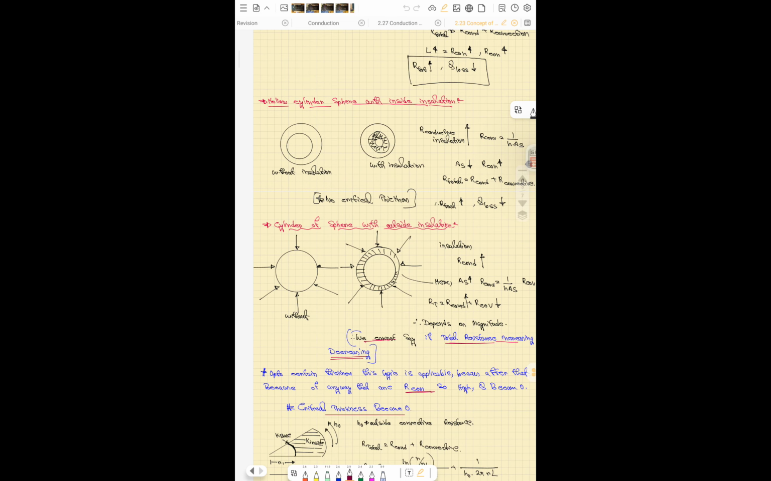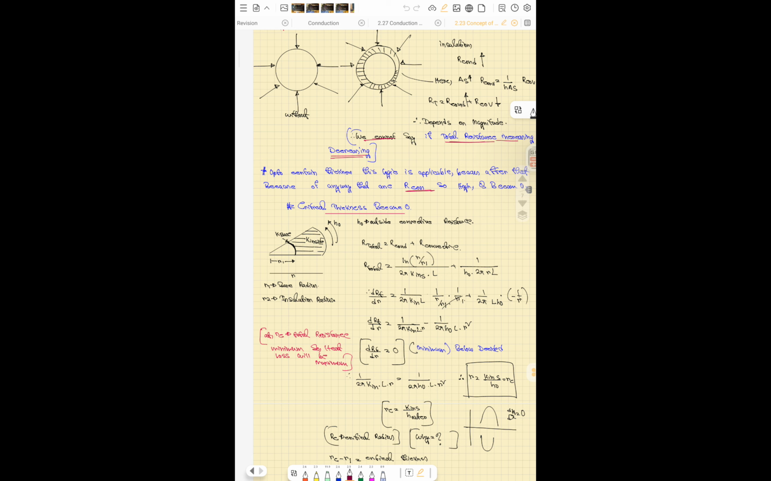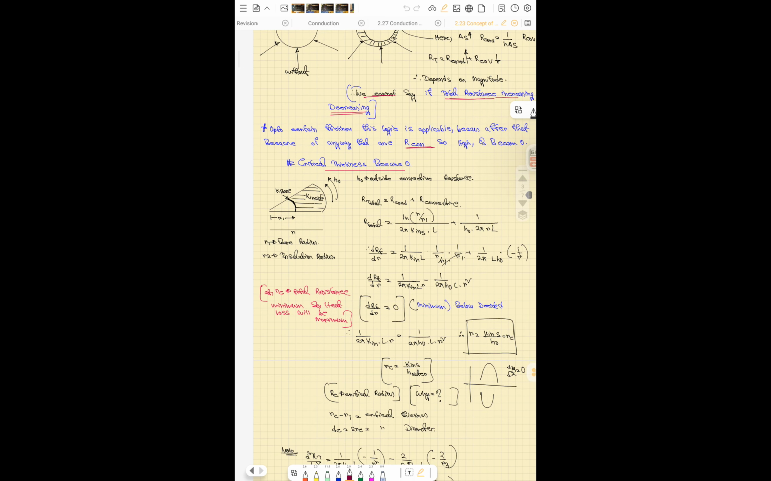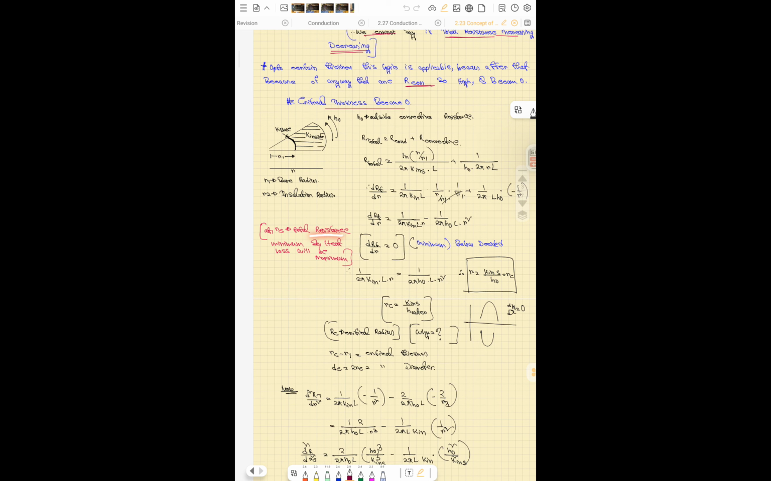So yeah guys, I hope you understand. Up to a certain thickness the logic is applicable, but after that, r can also be high and conduction is high, so critical thickness can also become zero. So what is critical thickness? Our total is convection plus conduction, so we are calculating all these. Then the critical radius rc corresponds to the minimum total resistance, so we are differentiating and setting the derivative to zero.